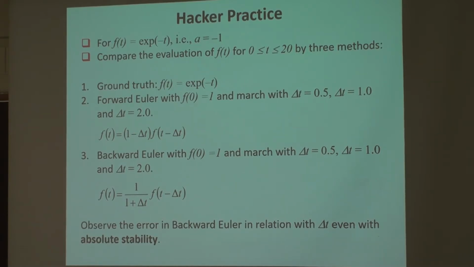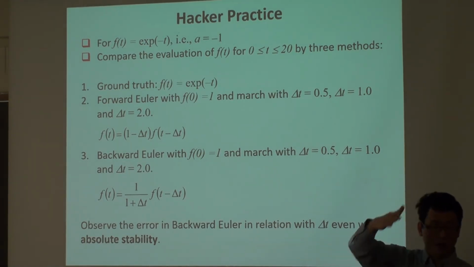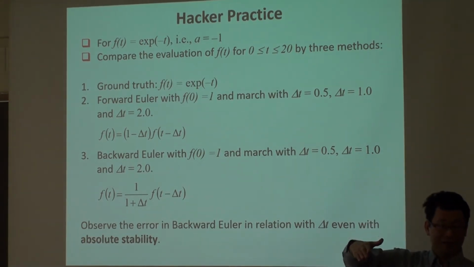But in backward Euler, for delta t equal to 1 it's not 0. In backward Euler, for delta t equal to 2, the value is 0.04. So the answer is different for sure. You multiply by a different factor every time. You march the time differently.